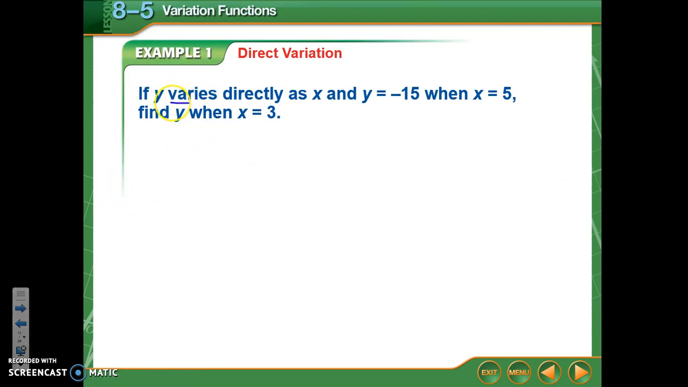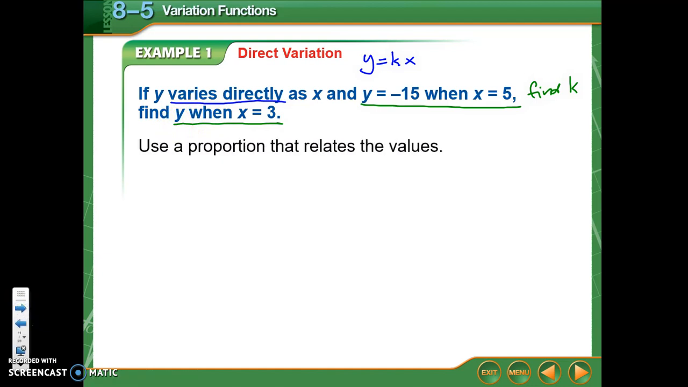So let's look at this example. It says if y varies directly as x, anytime you hear that, you should think y equals kx, and y is negative 15 when x is 5. Okay, so this relationship is a given ordered pair. This is going to help me find k, to find my constant. After I do that, I need to figure out what y is when x is equal to 3. This is a pretty straightforward idea.